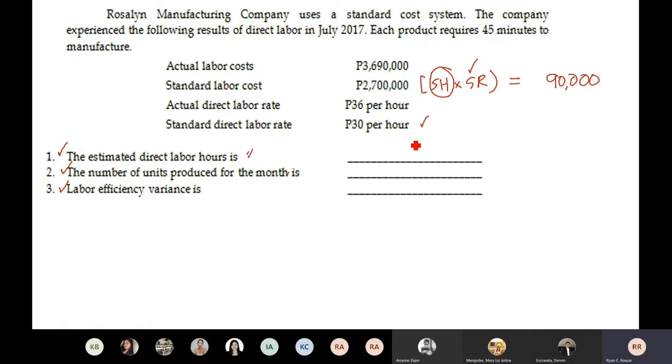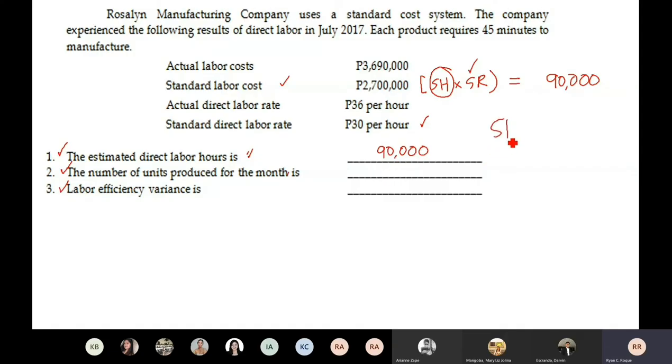Standard hours, ano-ano bang formula ang may standard hours? Bukod sa standard cost, pwede matanong yan sa standard labor rate, efficiency. Sa labor efficiency variance. Ibig sabihin, we just have to recall, ano bang formula ang mayroong standard hours? Ayan, so the answer here is 90,000 hours. And sabi rito, the number of units produced for the month is, ilang units nga ba ang na-produce natin?